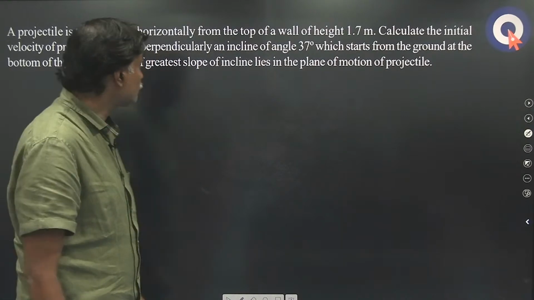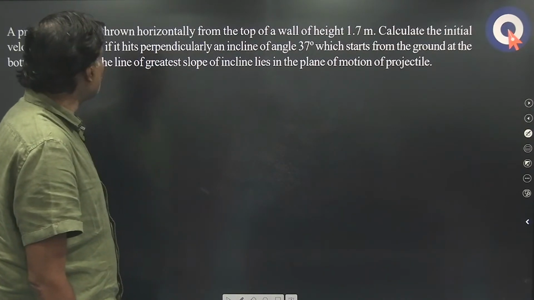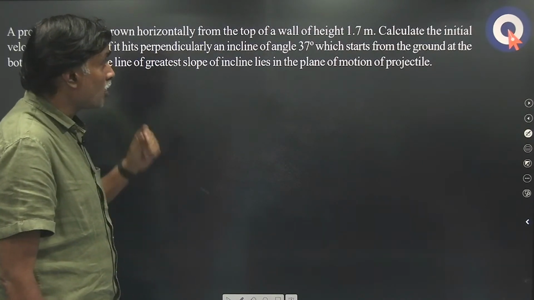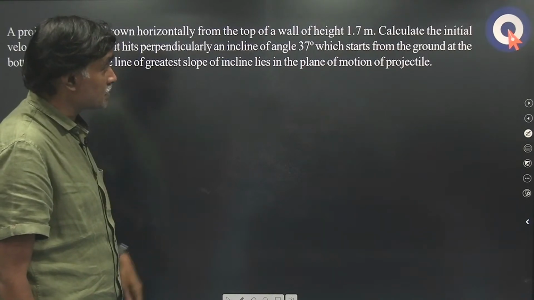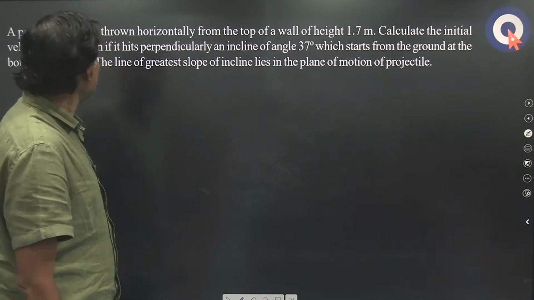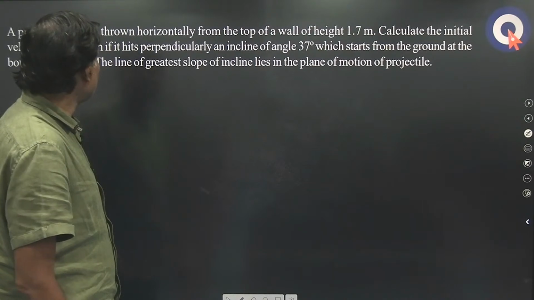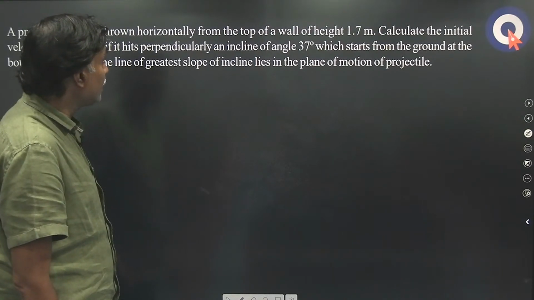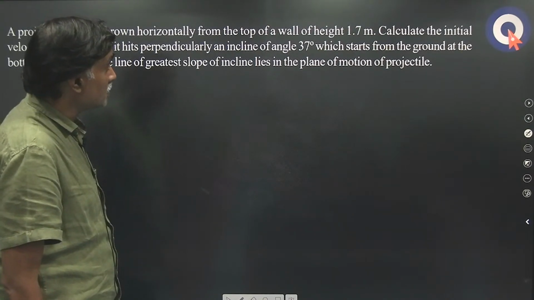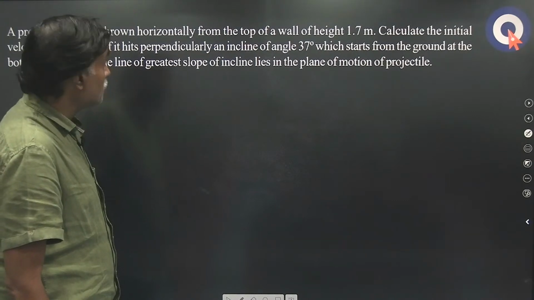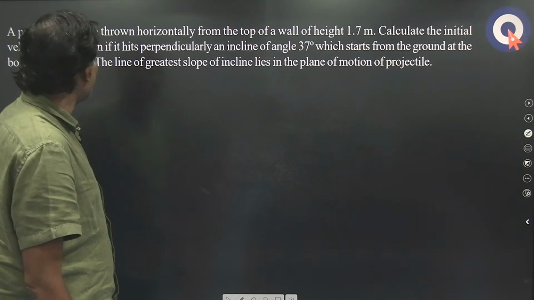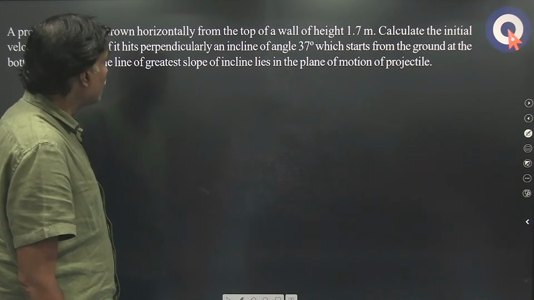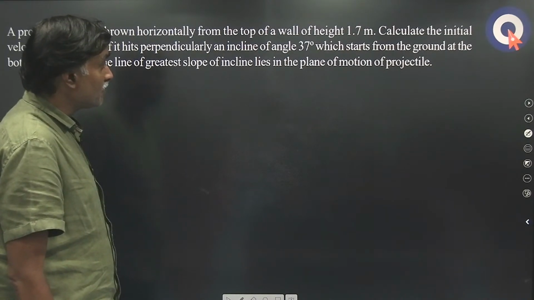Next question. A projectile is to be thrown horizontally from the top of a wall of height 1.7 meters. Calculate the initial velocity of projection if it hits perpendicularly an incline of angle 37 degrees, which starts from the ground at the bottom of the wall. The line of greatest slope of the incline lies in the plane of motion of the projectile.